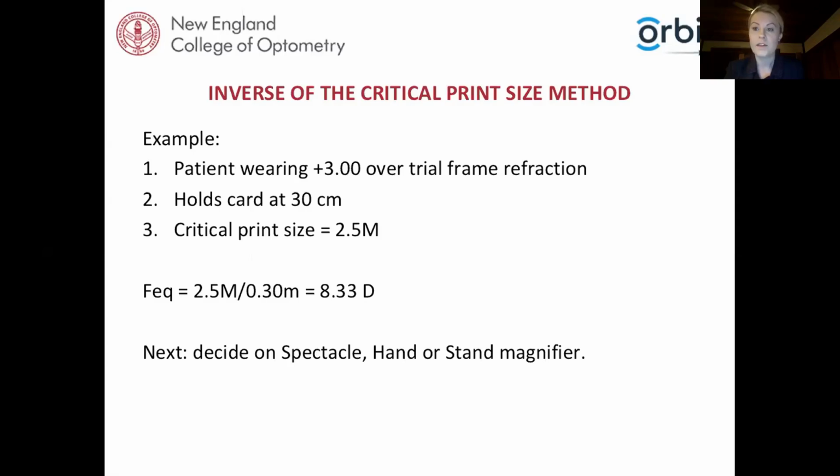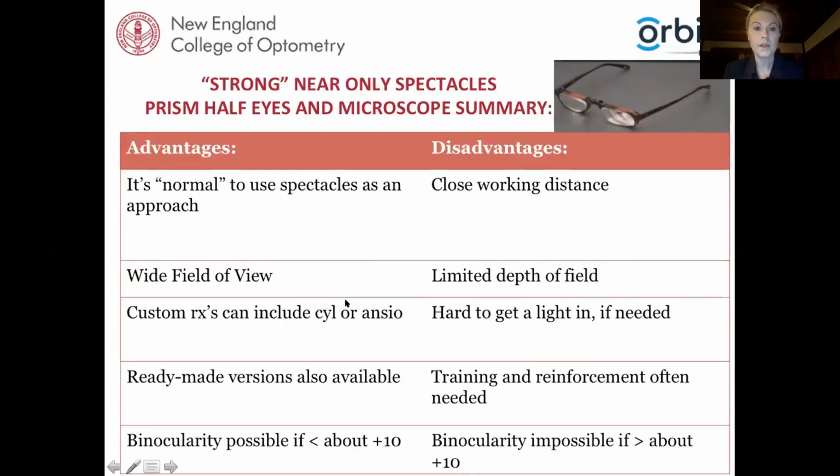And so now we can decide what do we want to do and what do we want to prescribe for the patient. We know we need 8 diopters, but should we put 8 diopters in a near addition for a near vision only spectacle? Should we put that 8 diopters into a hand magnifier and prescribe an 8 diopter hand magnifier? Or should we think about a stand magnifier and thinking about some system of a stand magnifier and spectacles that together would be our 8 diopters?